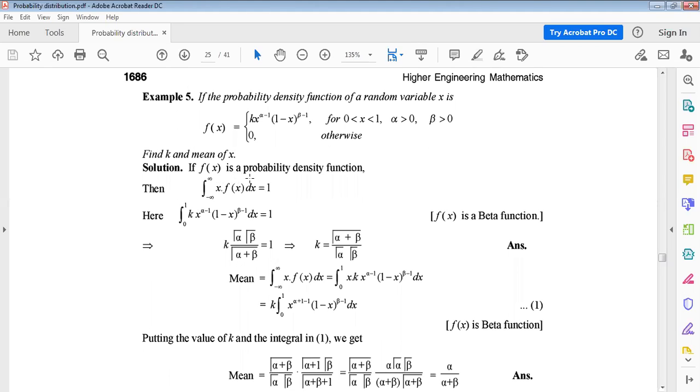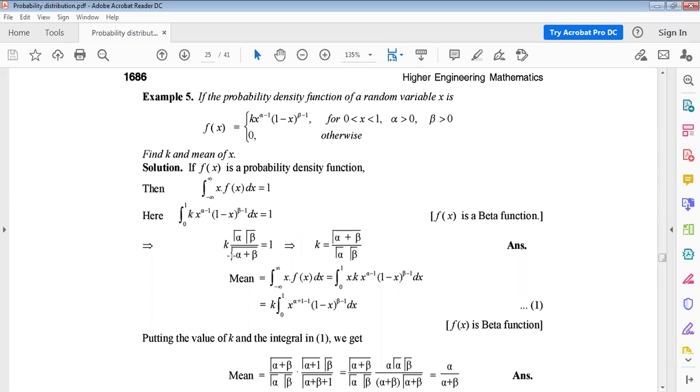Now if f(x) is a probability density function, we must know the sum of the probability density function will be 1. Total probability will be 1. So here you must know the limit given is 0 to 1. Okay, this is the f(x) actually, and it will be 1. So this can be written as k into x to the power alpha minus 1, 1 minus x to the power beta minus 1. This is actually the beta function, that means beta m n. This can be written as beta m n.